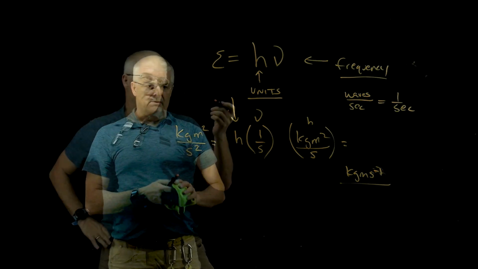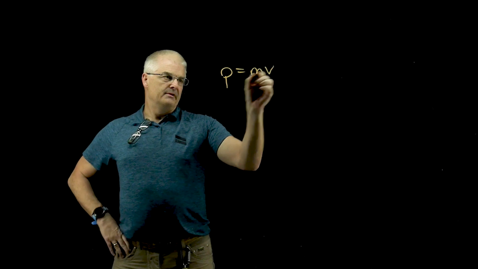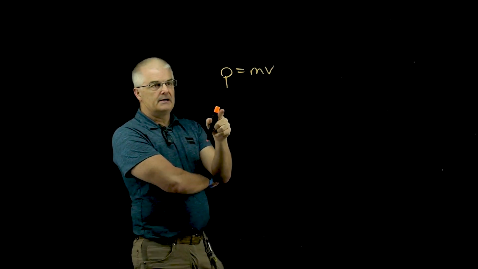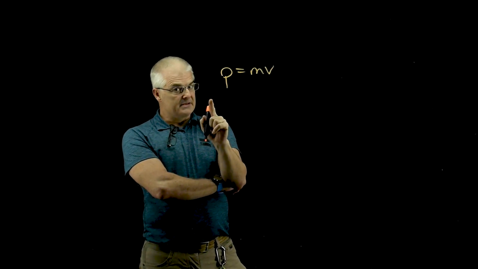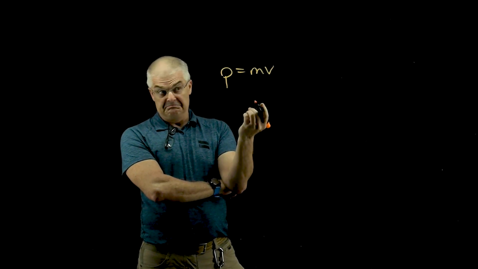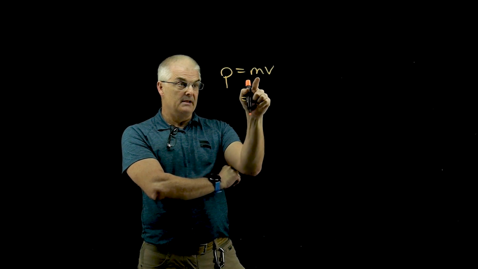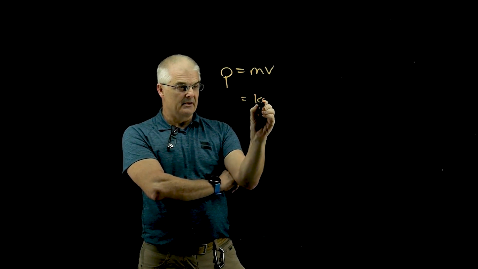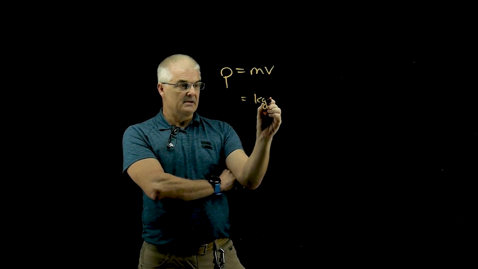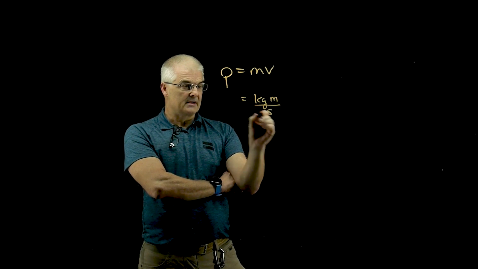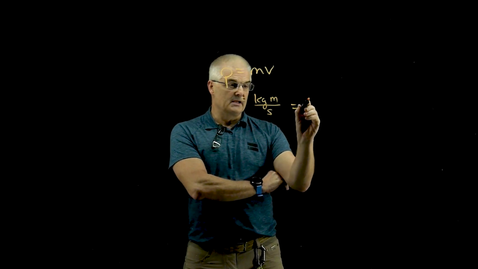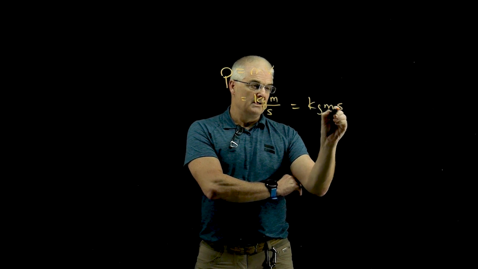Let's do one more. Another famous equation is this one right here, p equals mv. And so p stands for momentum. So what would be the units on momentum? m is mass, v is velocity. So that's going to be what? m is kilogram. Velocity is meter per second. So it's just a kilogram meter per second, or we could say a kilogram meter second minus 1.